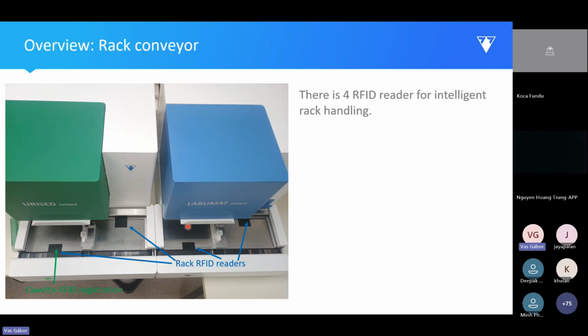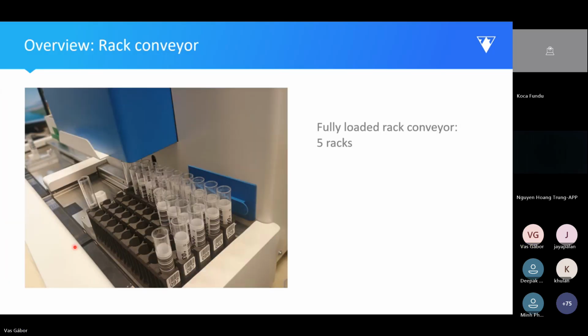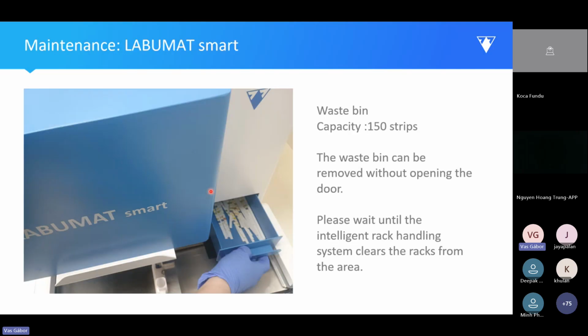So it has 4 RFID readers. Now we have a white tag, so you know that you need to register your cuvettes here. And just to repeat, this is how it looks fully loaded with the 5 racks to start your day.